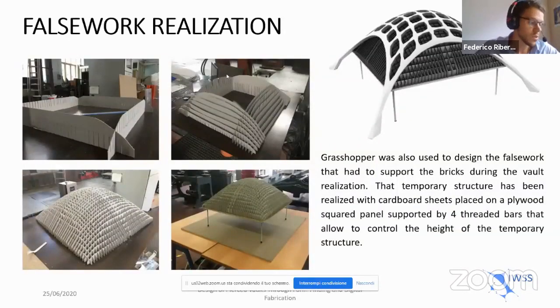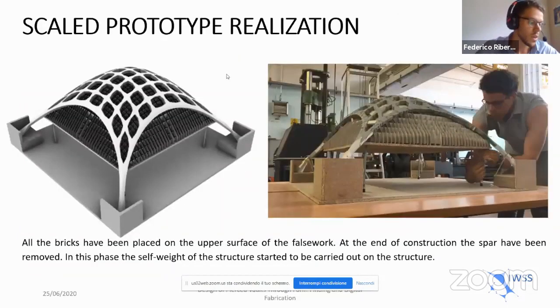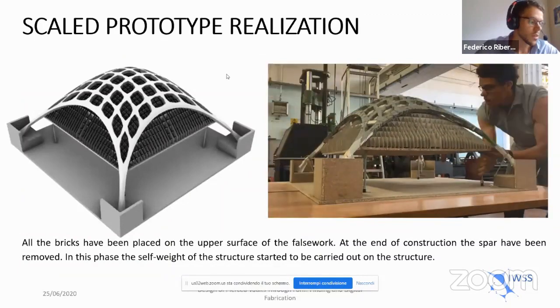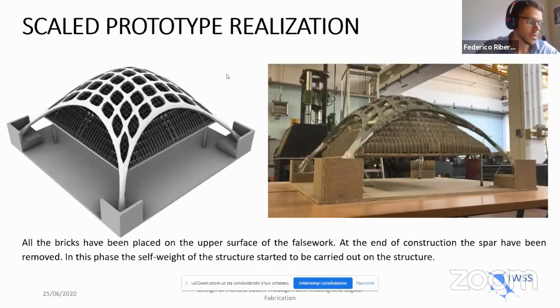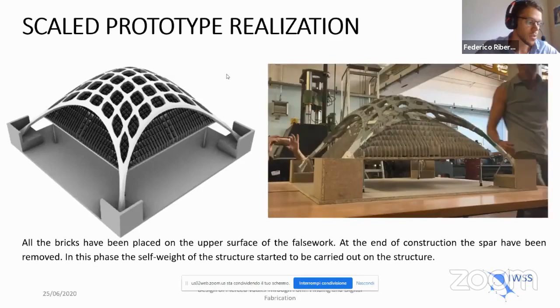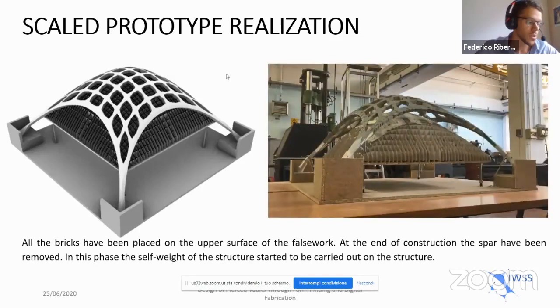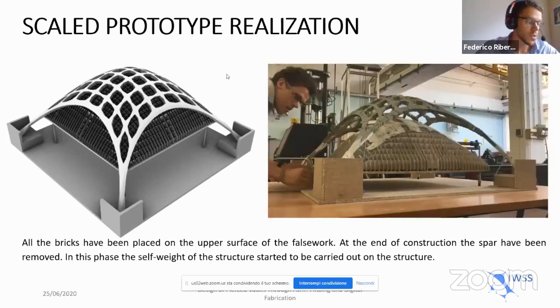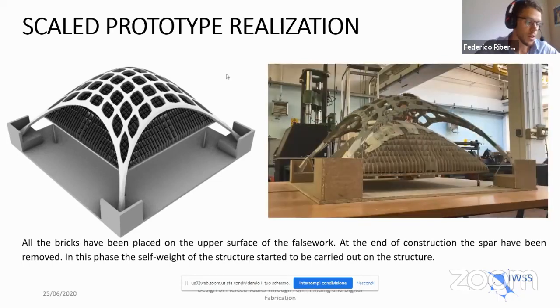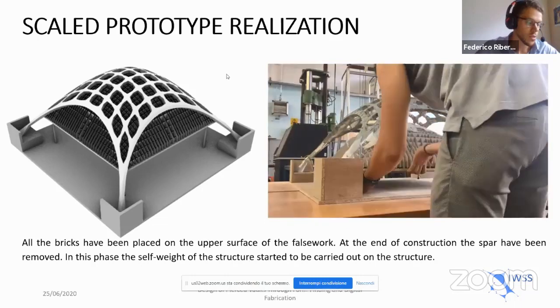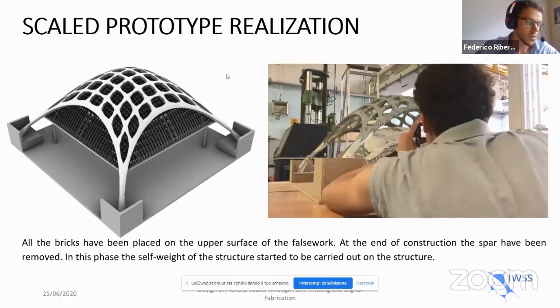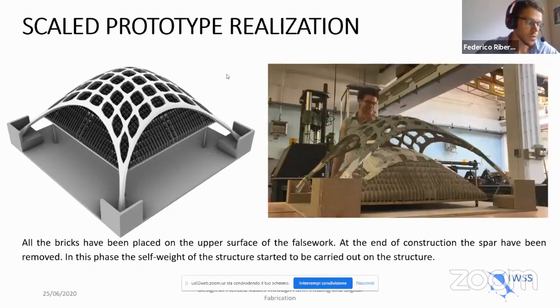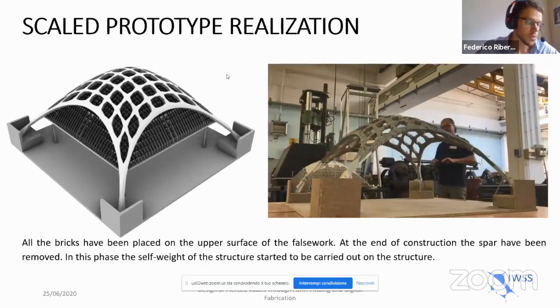Grasshopper was also used to design the falsework that had to support the bricks during the vault realization. That temporary structure has been realized with cardboard sheets placed on a plywood square panel, supported by 4 threaded bars that allow control of the height of the temporary structure. All the bricks have been placed on the upper surface of the falsework. At the end of construction, the falsework has been removed.